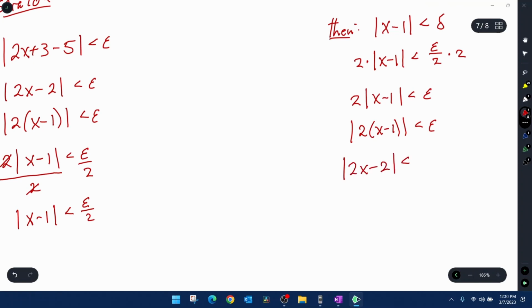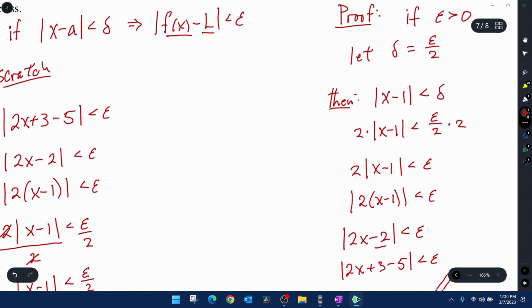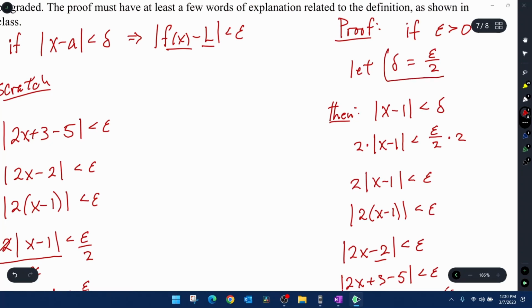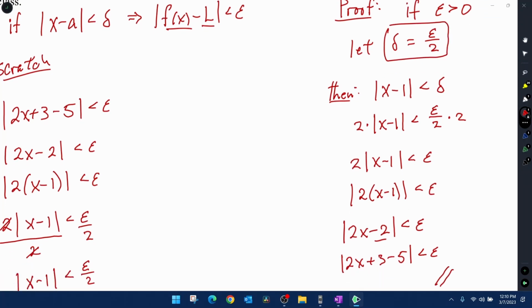Incredibly complicated. But then can I express negative 2 as 3 minus 5? And do you see now? Now I have shown if I let delta be epsilon over 2, then if this is correct, then this is correct. And that's the way you do the proof.